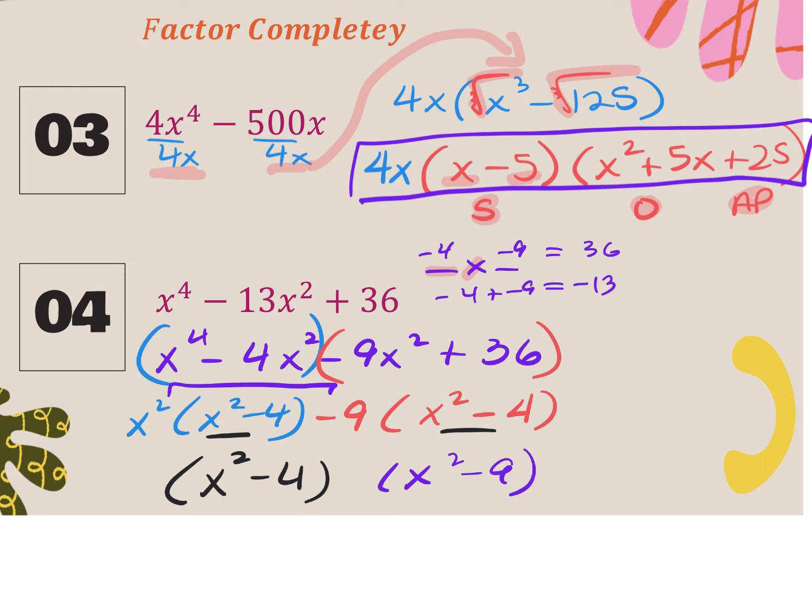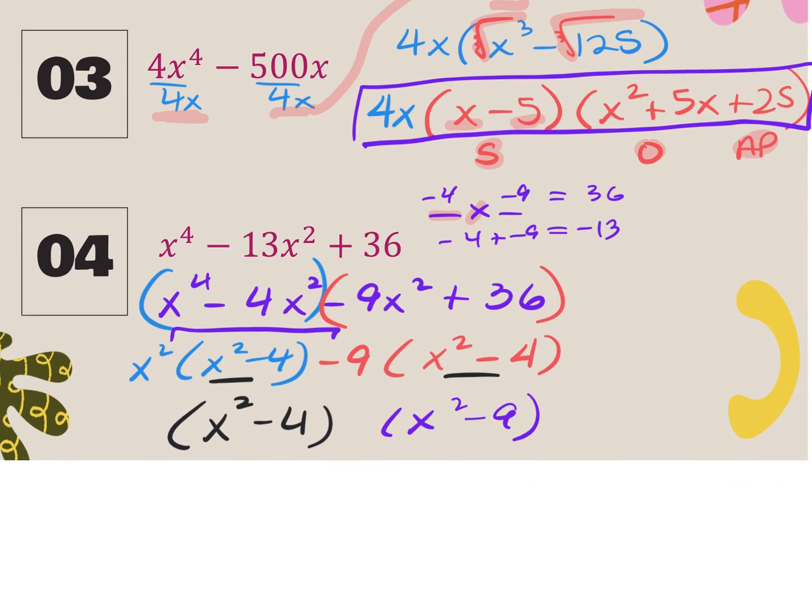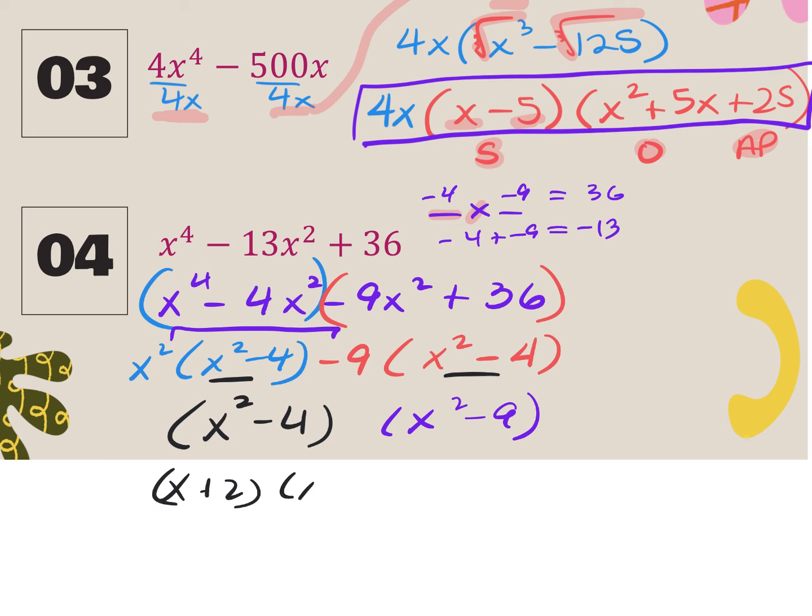Now notice it is the difference of 2 squares on both, so we have to keep going. You can't stop here. So this will factor into x plus 2, x minus 2, and then the purple is x minus 3, and x plus 3. And you're done.